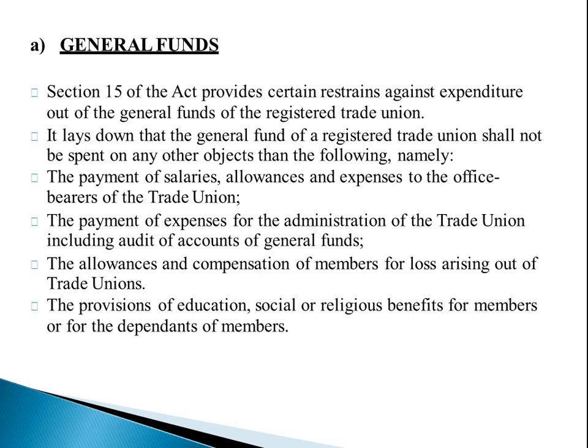Then the education, social and religious benefits for the members. For example, if they are conducting a function or a program in the industry, those expenses can be reimbursed through the general fund only. That is, education, social and religious benefits given to the dependents of members of the trade unions can be taken out of this general fund. This is what the general fund is.